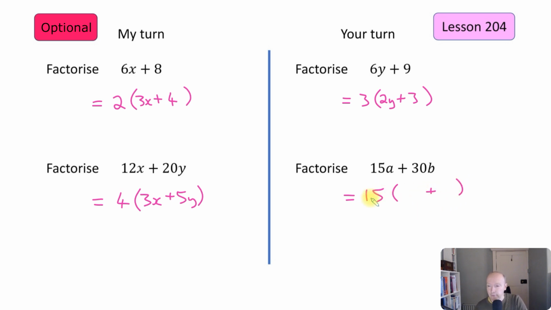Right, what would you need to multiply 15 by to get 15a? Well, that would just be a. 15 times a is 15a. And what would you need to multiply 15 by to get 30? Well, you need to multiply by 2, so that will be 2b. This one is getting a little bit more awkward.